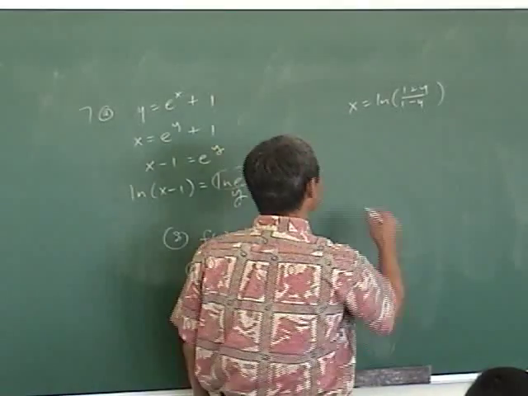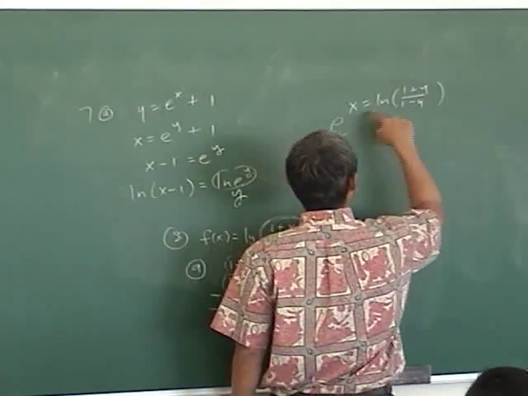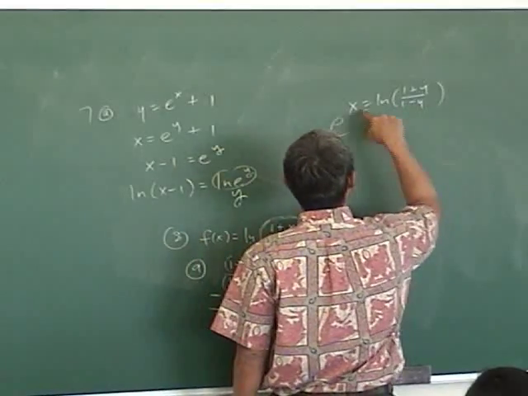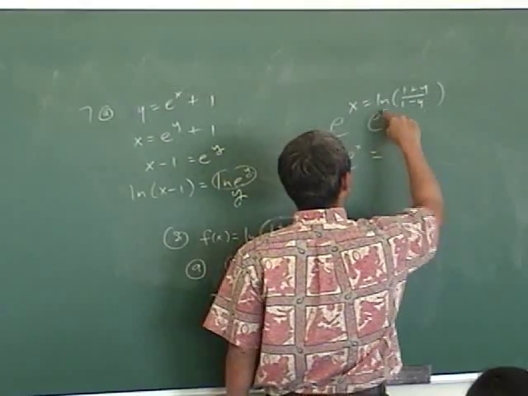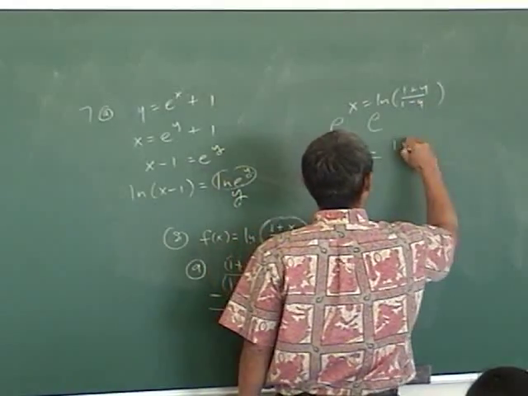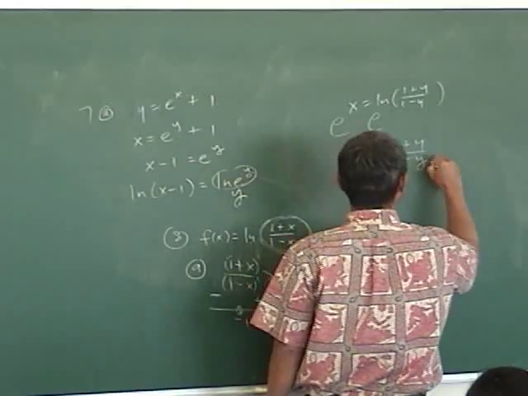You e both sides. If gorilla equals banana, then e to the gorilla equals e to the banana. So you get e to the x equals, and what is e to the natural log? Aardvark. See, you guys got it, as long as they use animal names.